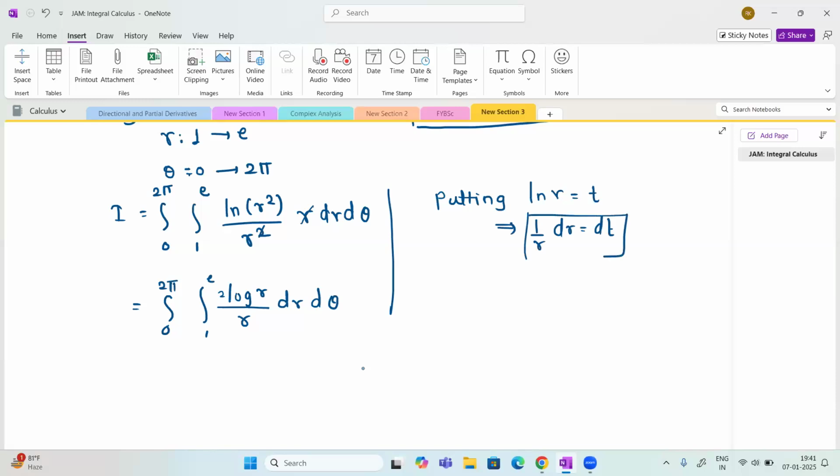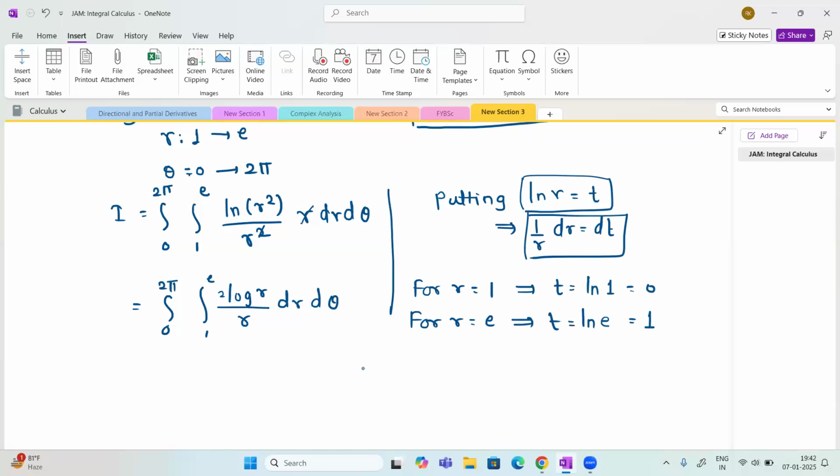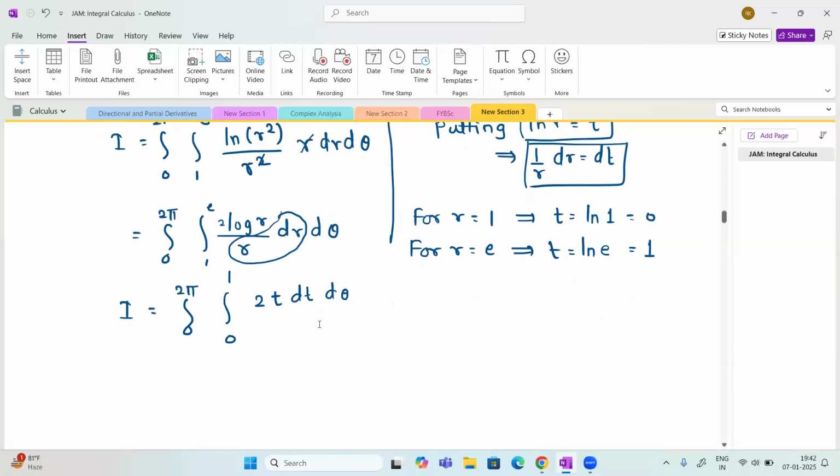See, you need to change limits also. What is the lower limit? When r is equal to 1, t will be ln 1, which is 0. And for r is equal to e, t will be 1. Okay. So I is equal to integral 0 to 2 pi. Limits will be 0 to 1, as you said. And 2 log r is equal to t, right? And this 1 by r dr will be replaced by dt. Then d theta. Okay, so how to solve it further?